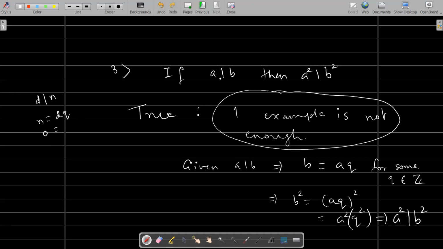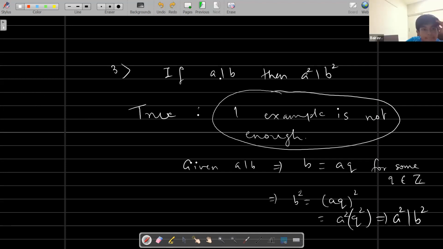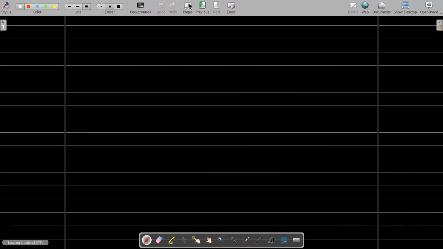Shall we go ahead now? Yes, sir. Good. Fourth one. Again, true or false. If a square divides b cube, then a divides b.